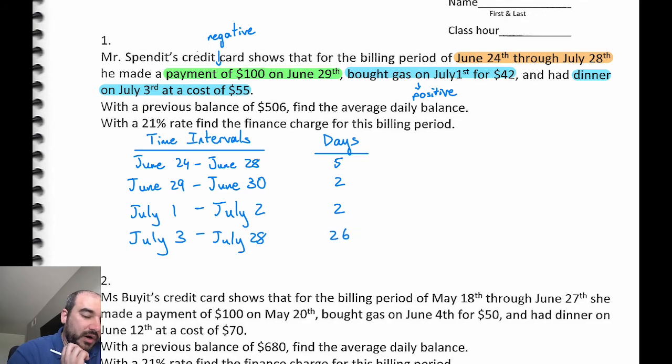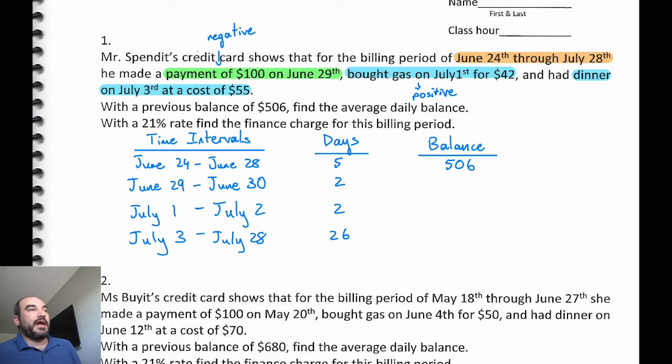All right, so now that we have our intervals computed with how many days it is, we are also going to write the balance for those time periods, for those time intervals. When the month starts on June 24th, all the way until he makes this payment of $100, he has a balance of $506 because that was the previous balance from the month before. So from the previous billing cycle. So he has a balance of 506 to begin.